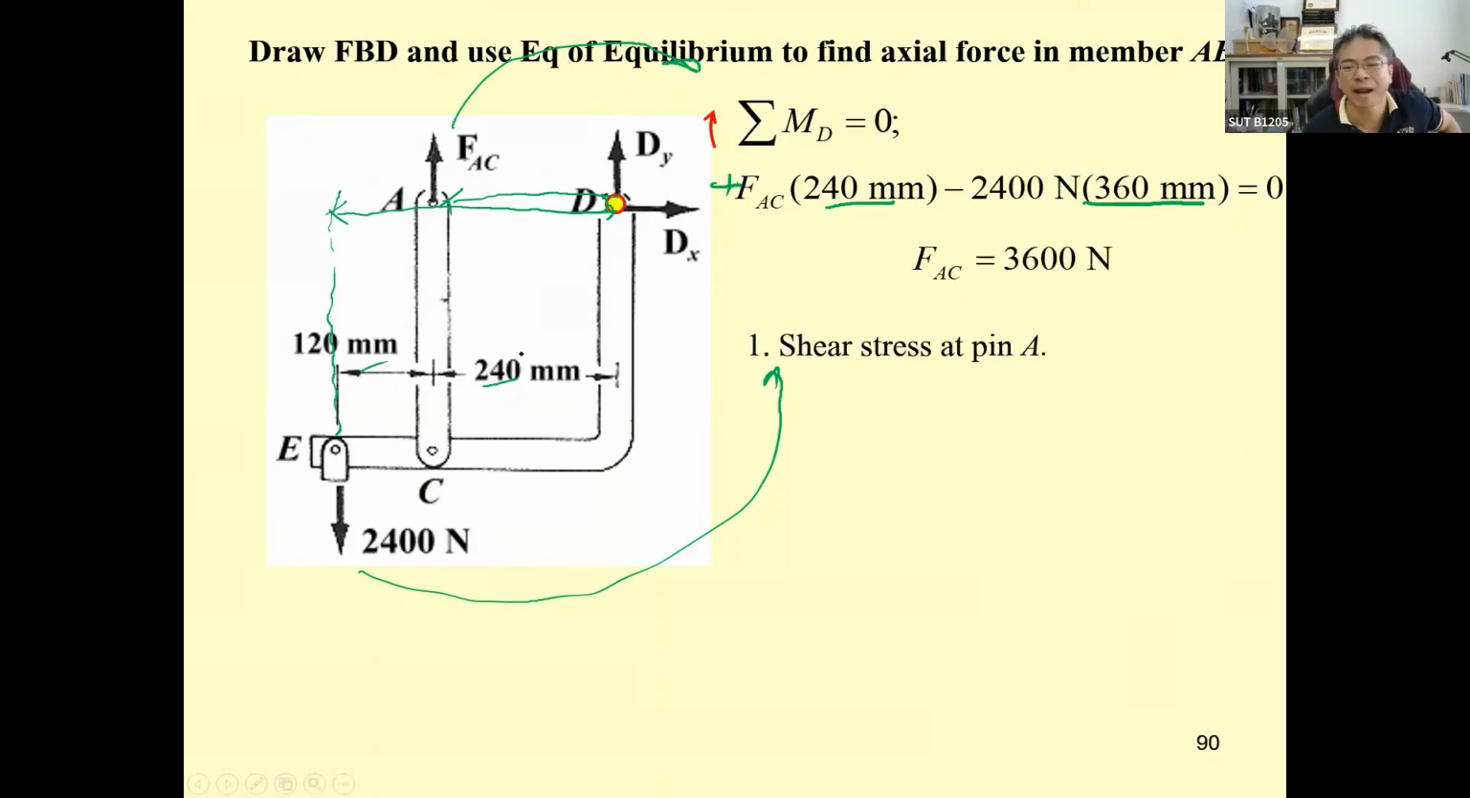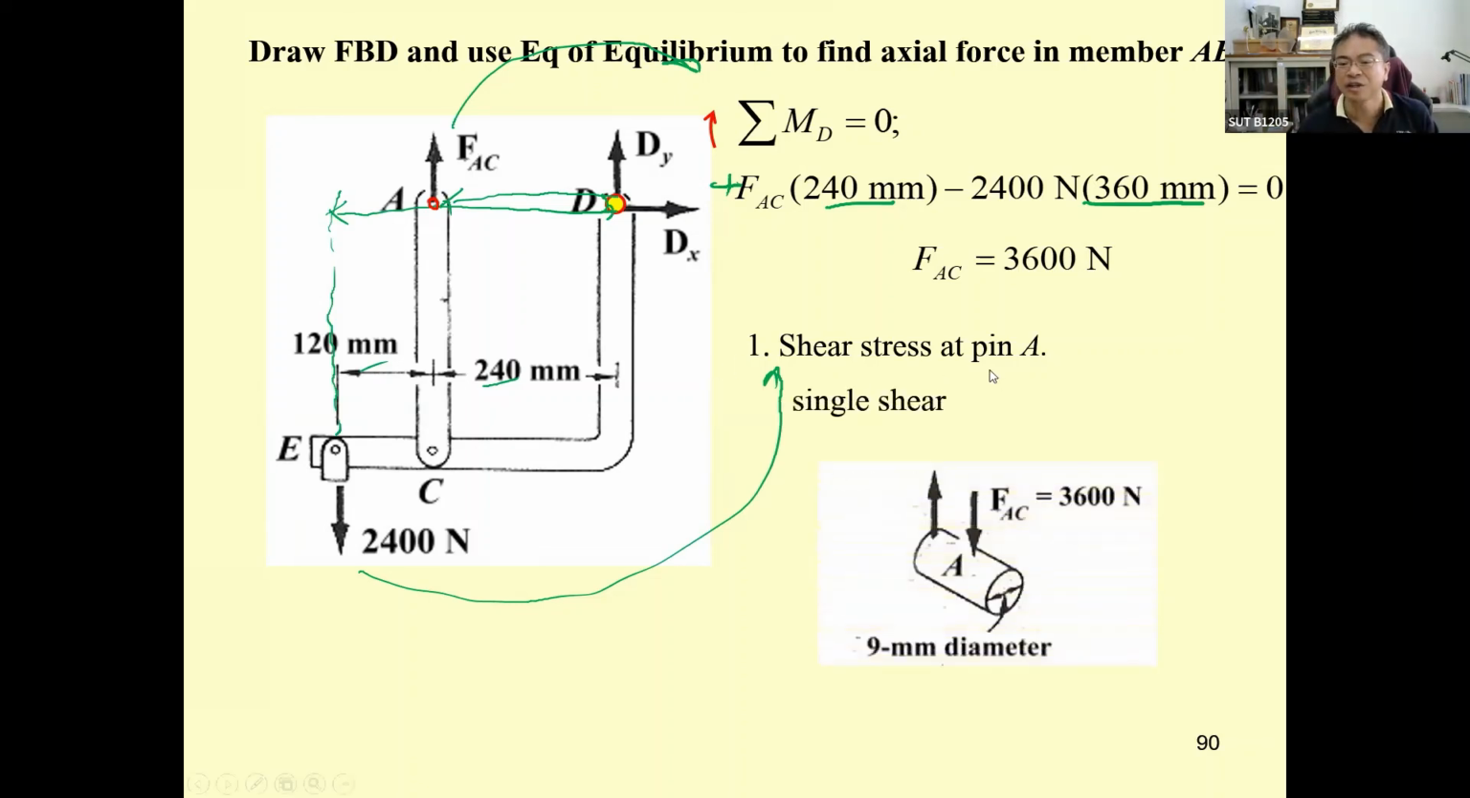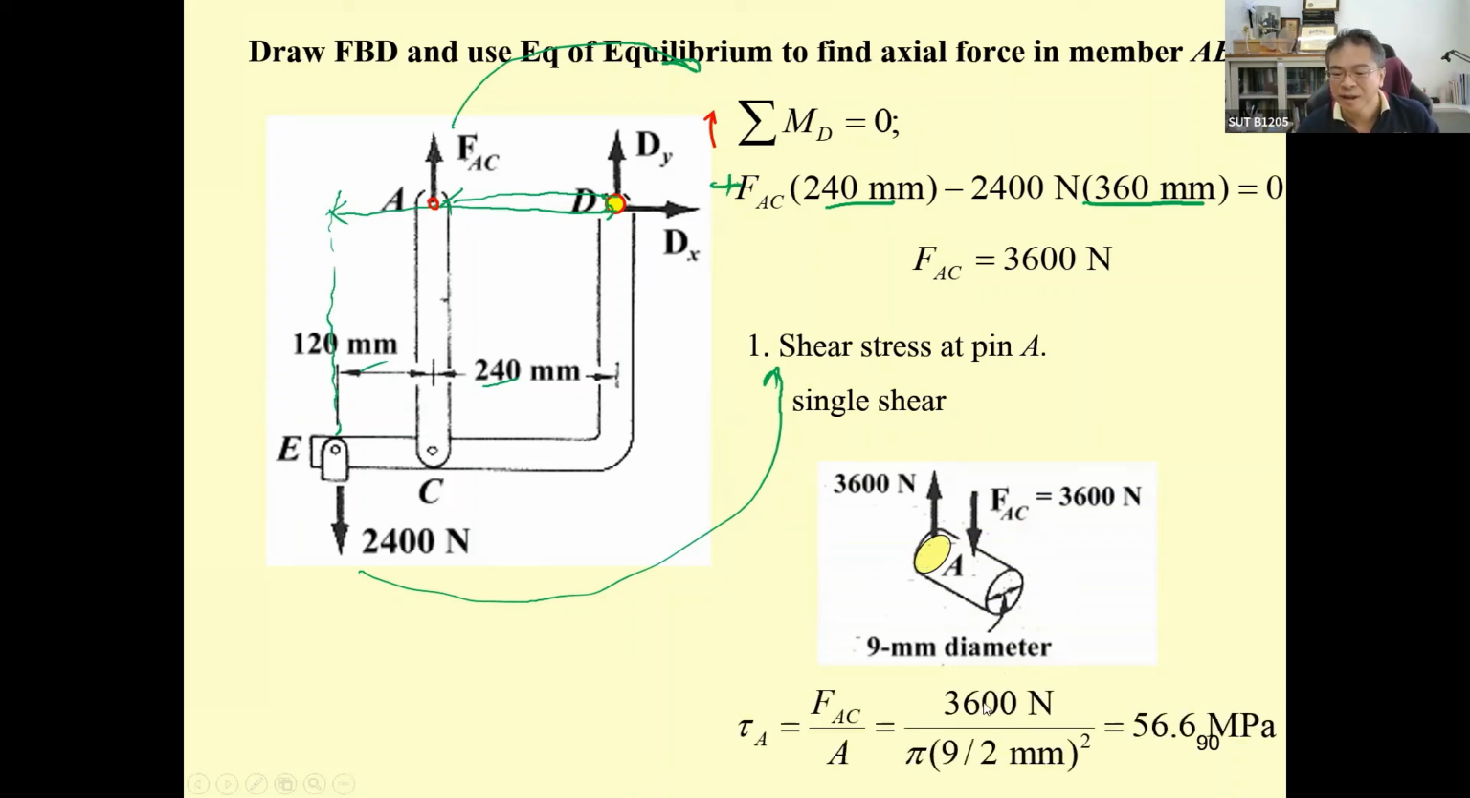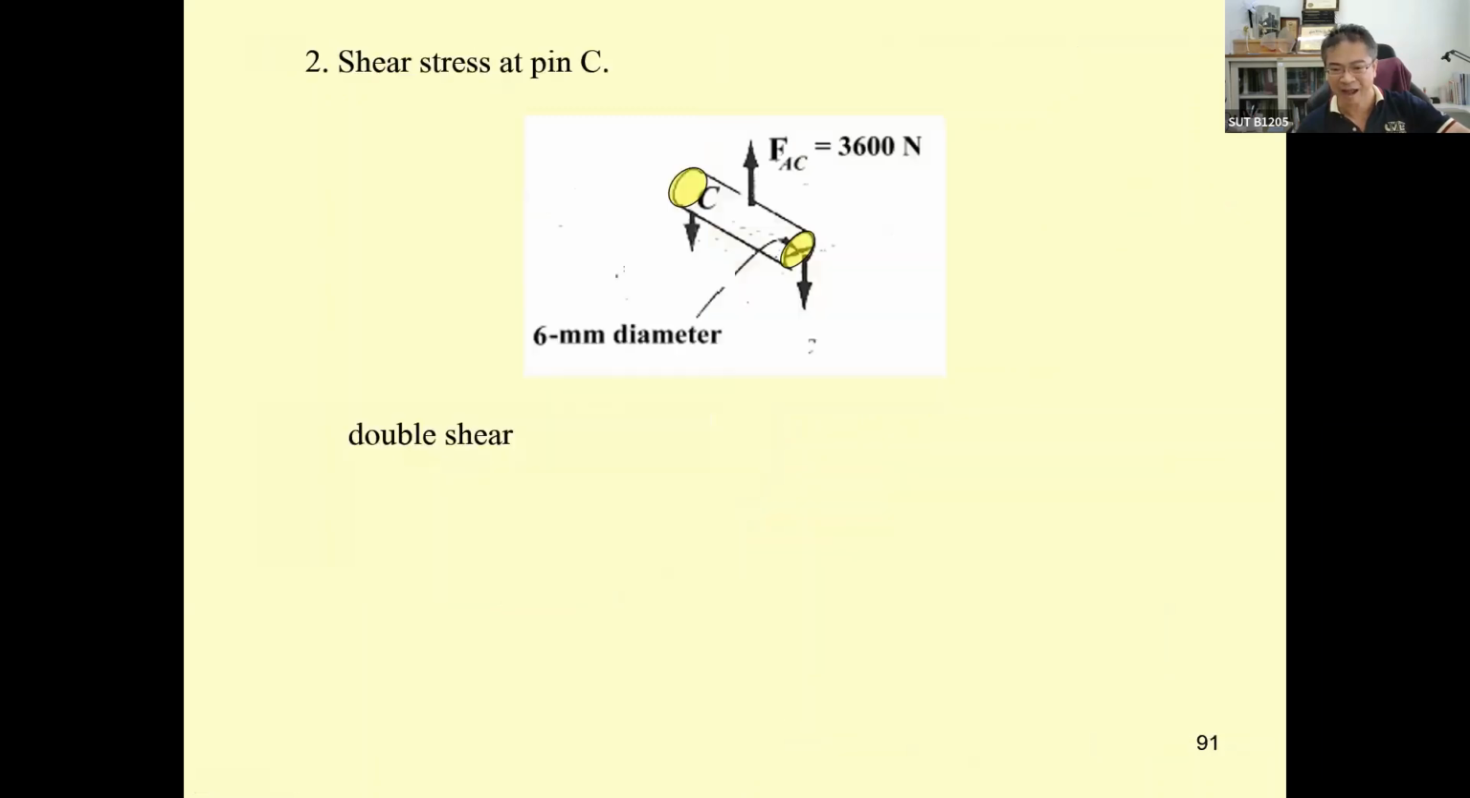So we come like this. We come to the point A over here. Okay. Over here has the one plate. It's going to be something like this. This is going to be single shear. Okay. So 360,000 Newton will be the shear force over this area. That's the area. That is 9 millimeter. So the shear stress is going to be force, single shear force, divided by pi r squared. This is 56 megapascal.